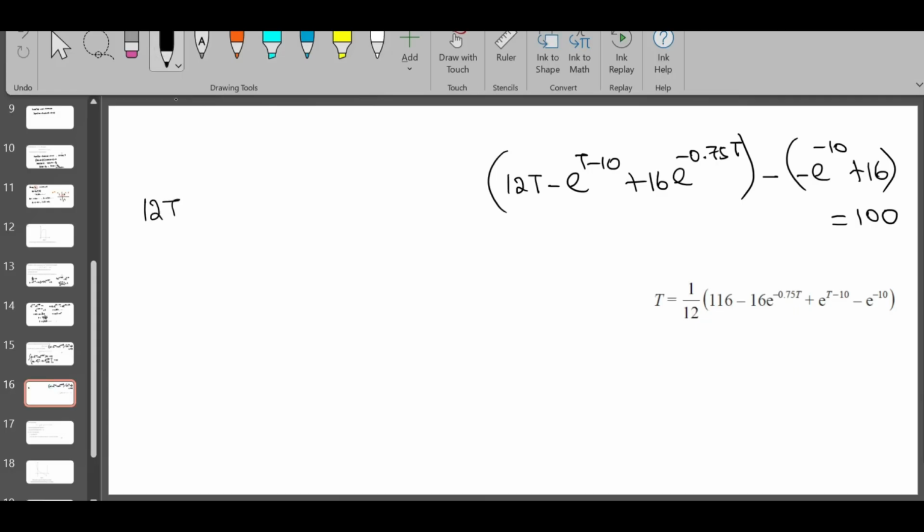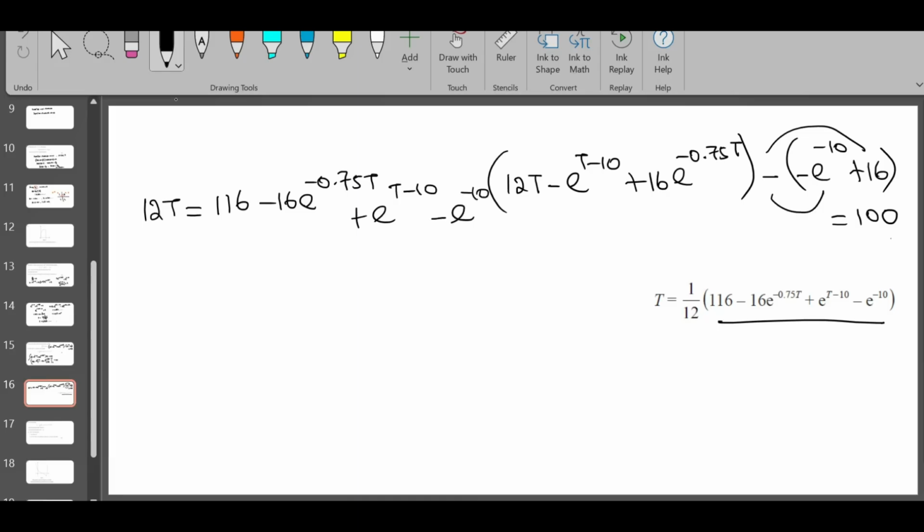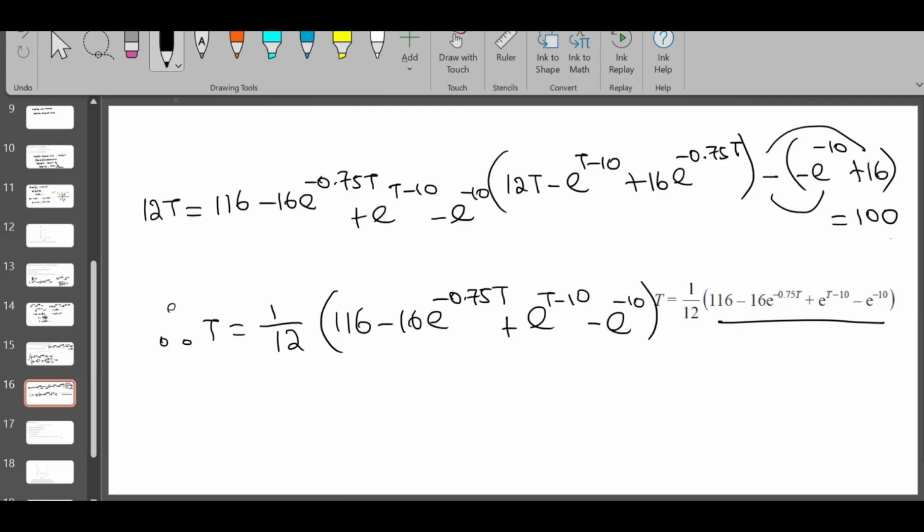So you can write 12t is equal to e to the power t minus 10. You have 100 here. This minus 16 goes to the other side. You will get 116, and then minus 16 e power minus 0.75 t. I'm writing it in the same order, plus e power t minus 10. And then this is positive, goes to the other side, minus. Therefore, t is equal to 1 over 12 times the whole thing: 116 minus 16 e power minus 0.75 t, plus e power t minus 10, minus e power minus t. That's what they want.